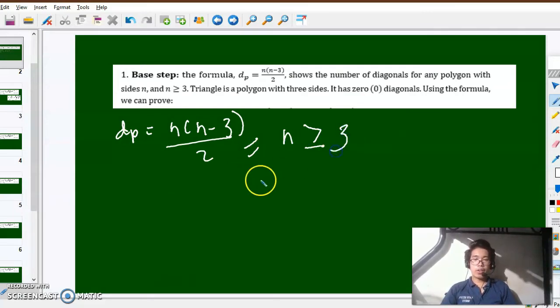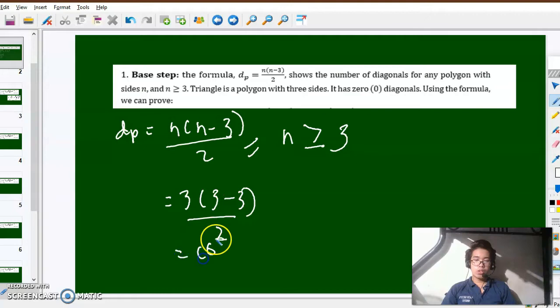We have n times (n minus 3). What's the value of n? It's 3, so that's 3 times (3 minus 3) all over 2. What's 3 minus 3? That's simply 0, so 3 times 0 divided by 2. That's 0 divided by 2, and you get 0. This is the number of diagonals for a triangle.